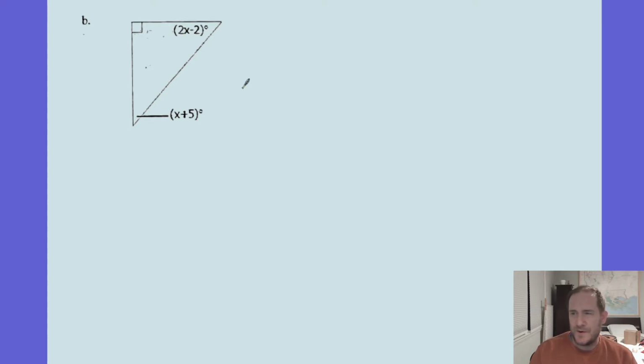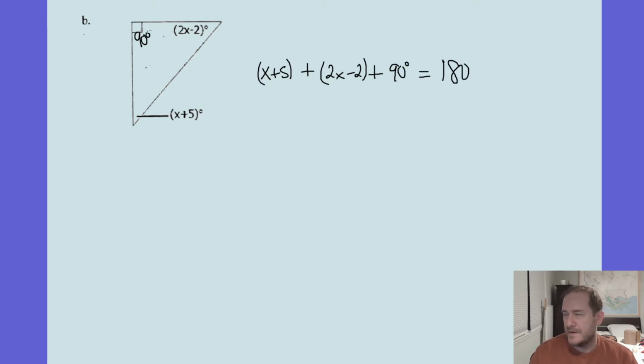But to solve this problem, you certainly could say that it's x plus 5 plus 2x minus 2 plus that 90-degree angle. Don't forget about it. You'd have to include that too. And all three of those guys would add up to 180. I did have at least one kid mention, though, that these two angles all by themselves, the ones that aren't the 90-degree angle, they would have to add up to 90.